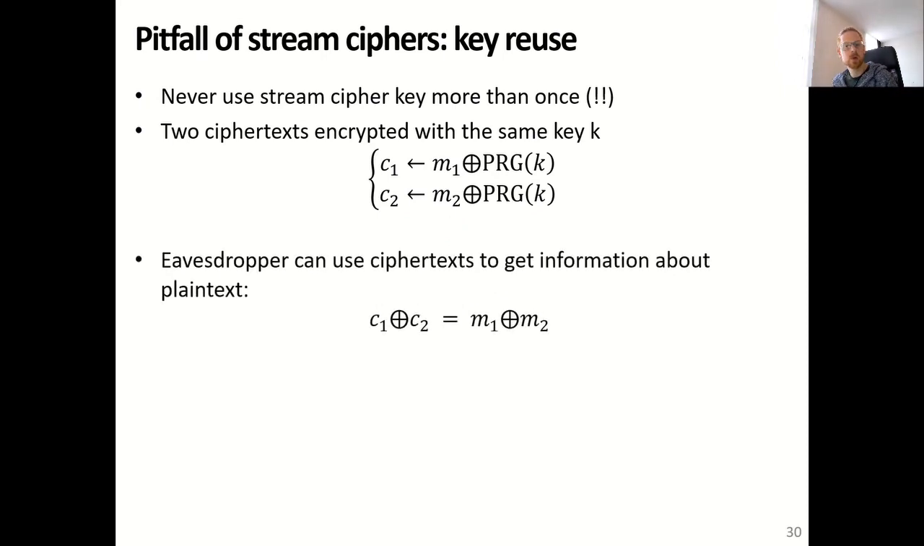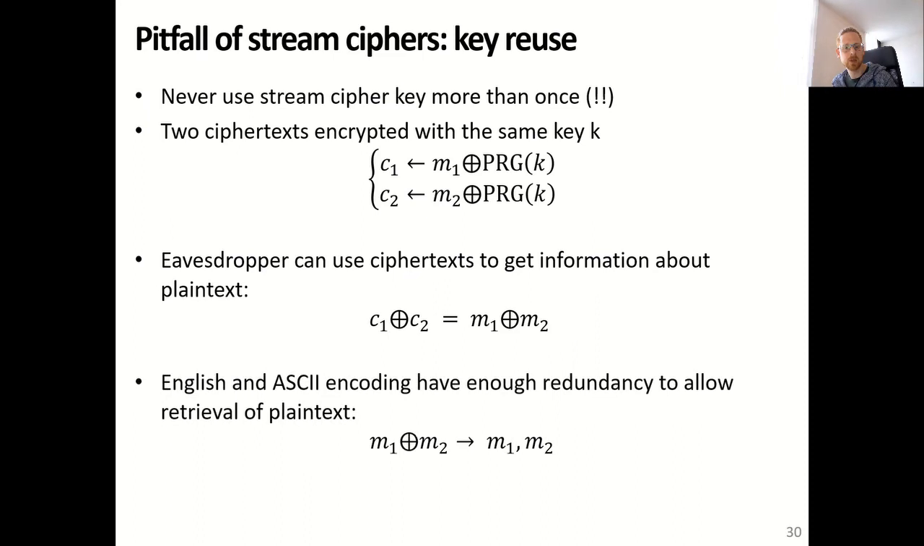An eavesdropper could overhear the 2 ciphertexts and retrieve them. Using this, he can also obtain information about the plain texts, even if he doesn't know them or knows the keys. Because due to the properties of the exclusive OR, by XORing C1 and C2, he knows that this is equal to the exclusive OR of M1 and M2. And due to the frequency information that's embedded into modern languages, if M1 and M2 are written in some spoken modern language, then there is enough redundancy to allow retrieval of the plain texts based on this information.